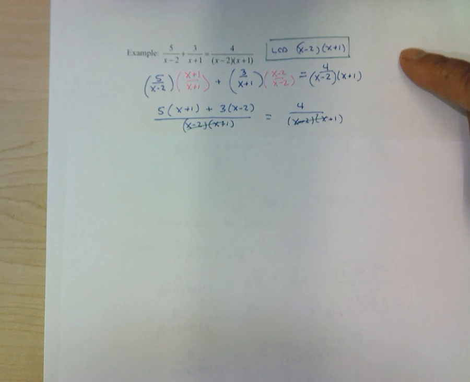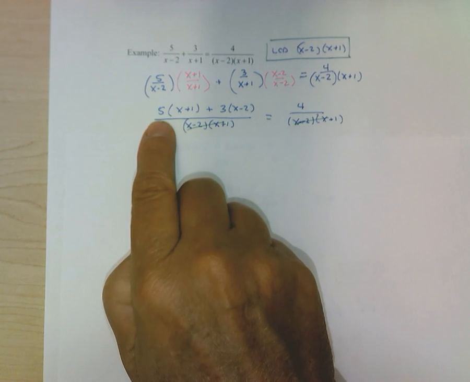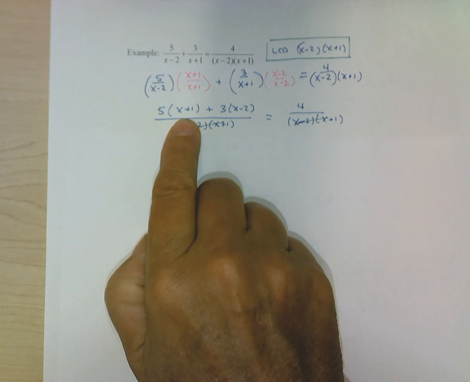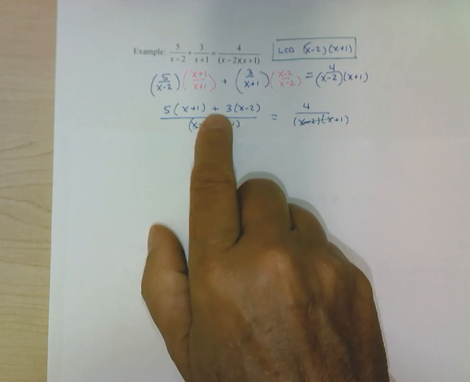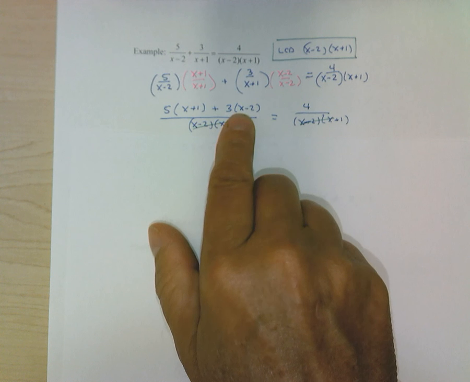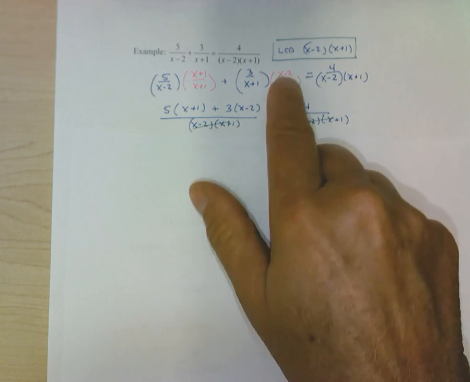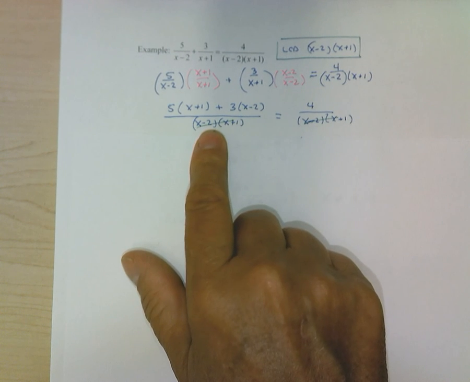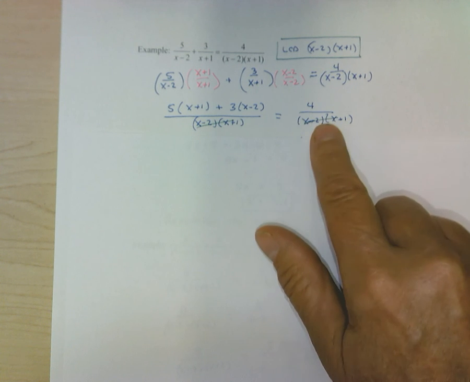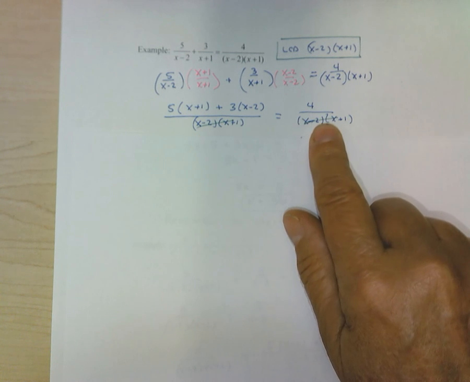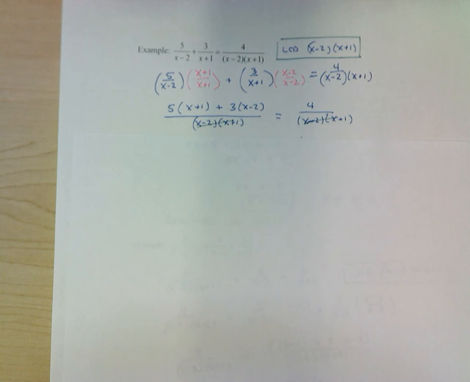So now I skip a step. I know I have to multiply 5 by x plus 1. It's going to give me that denominator. I have to multiply 3 times x minus 2, and that's the same denominator in both cases, so I'm just going to write that once. Equals 4 over that denominator. So just like in the previous problem, I'm going to multiply both sides by the denominator. So now I don't need the denominator anymore, and it becomes a much more comfortable problem to work.